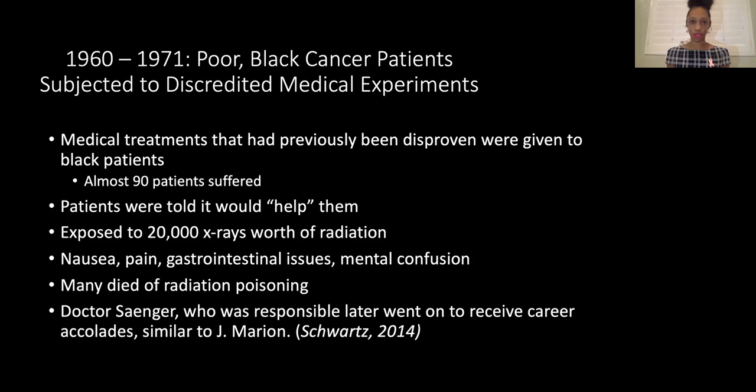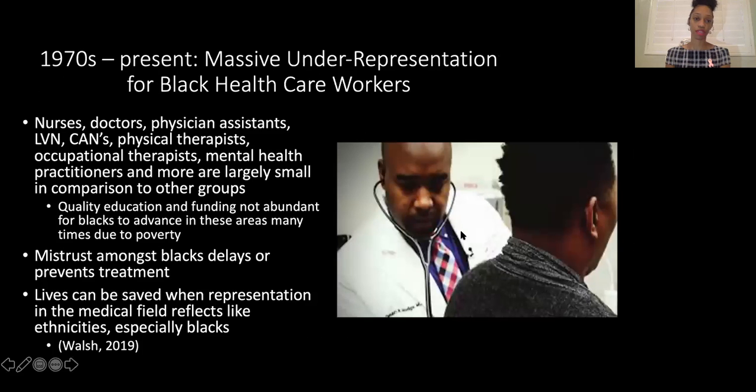The same doctor, similar to J. Marion Sims, who was the individual who decided to perform guinea pig experiments on enslaved Black women, was now revered and given career accolades and fame. So there's a history of not only poor treatment for Blacks, but also rewarding the individuals who have subjected them to that treatment, and not providing remuneration or even credit or acknowledgement for the efforts and the unintended efforts and the lives that were lost based on the way that these individuals were treated.